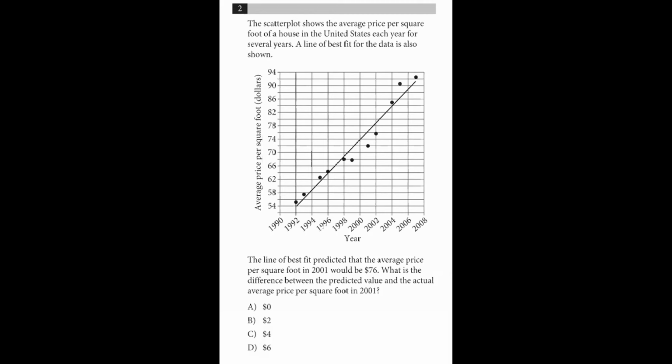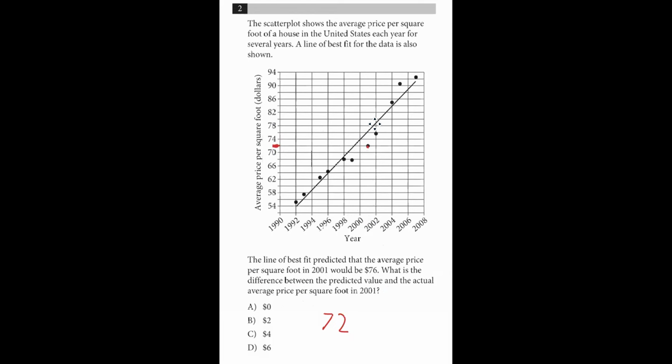Okay, so for question two, we're told the line of best fit predicts the average price per square foot, and we're asked what is the difference between the predicted and actual price per square foot in 2001. So 2001 is between 2000 and 2002, which would be this dot right here. This dot is at this right here, which is between 70 and 74, which means 72.